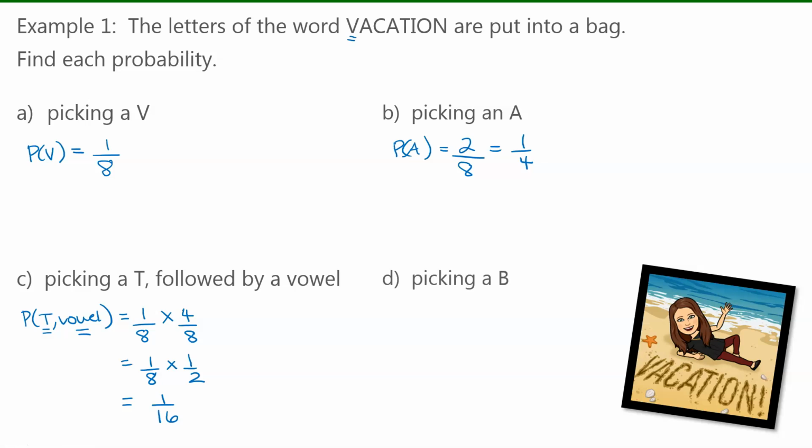What's the probability of picking a B? So probability of picking a B, so I count how many B's. Well, I don't see any B's, so that's 0 out of 8, so we have no chance of picking a B.